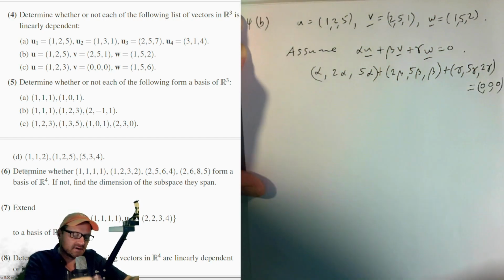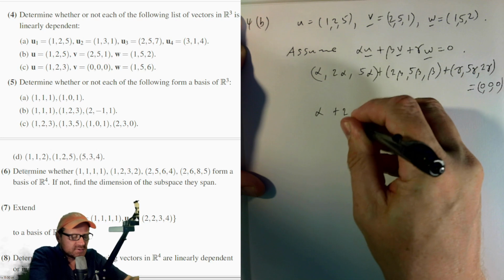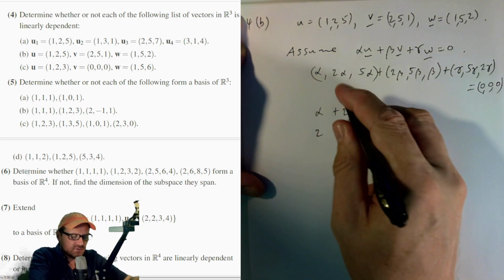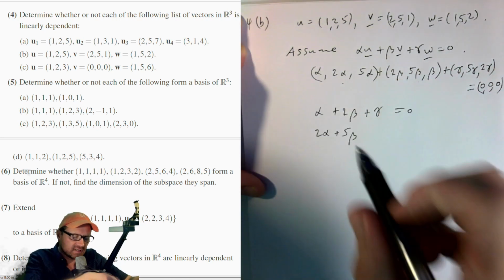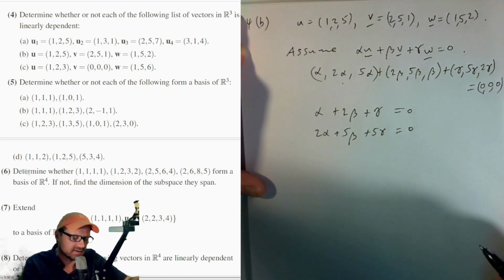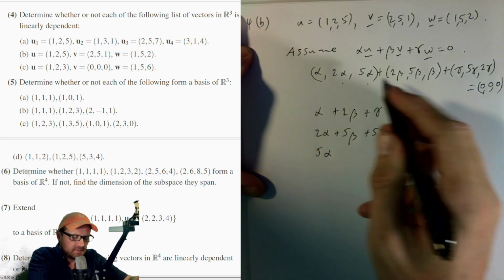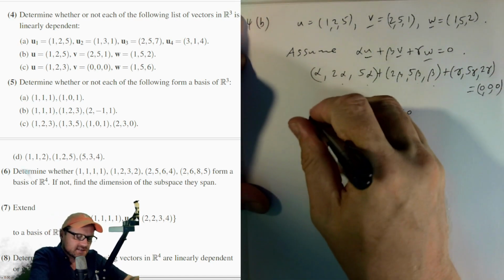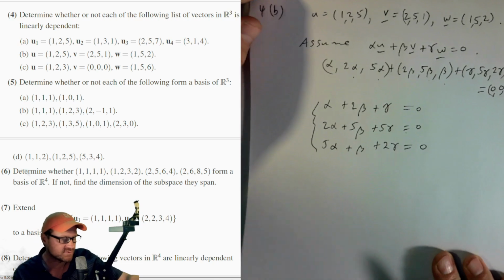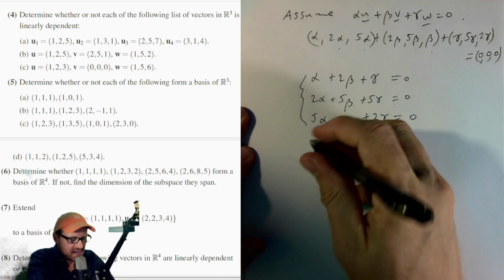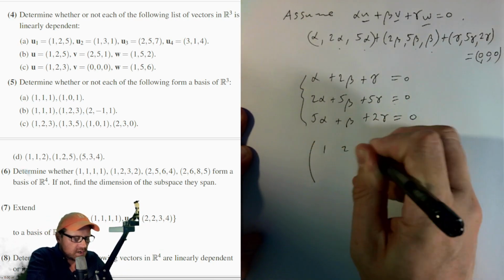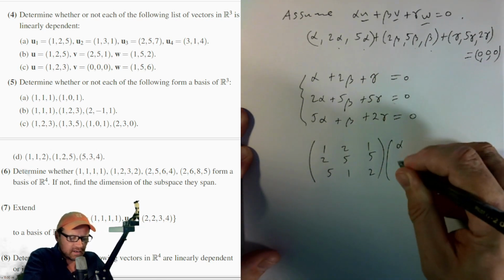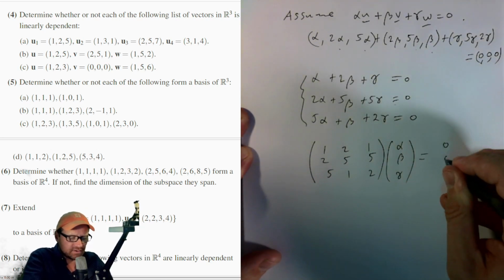Now adding these together, we have alpha plus 2 beta plus gamma must be equal to 0. We have 2 alpha plus 5 beta plus 5 gamma must be equal to 0. We have 5 alpha plus beta plus 2 gamma must be equal to 0. This is a simultaneous system, right? This gives rise to a matrix equation, and that is the matrix equation 1, 2, 1, 2, 5, 5, 5, 1, 2, alpha, beta, gamma equals 0, 0, 0.